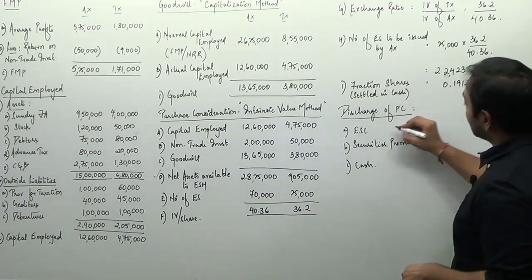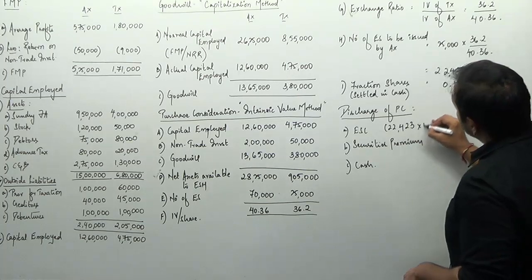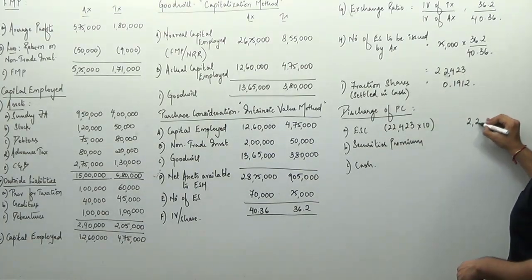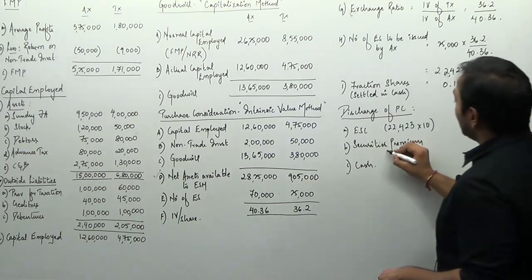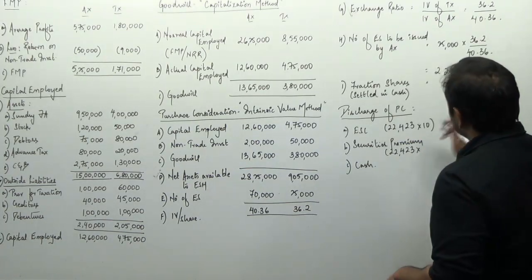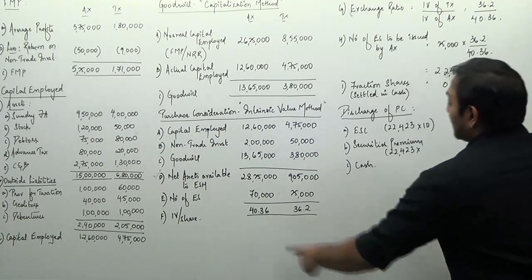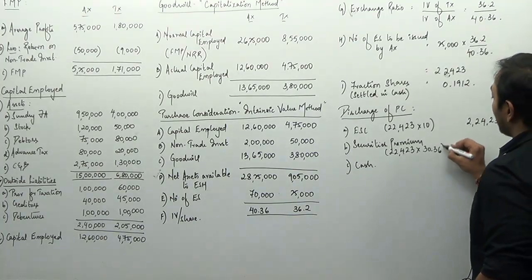Equity share capital, how many shares? 22,423 shares. Each share in AX is 10 rupees. 2,24,230. Securities premium, 22,423 shares. Each share should be issued at the intrinsic value of purchasing company 40.36. So 30.36 is the securities premium on it.